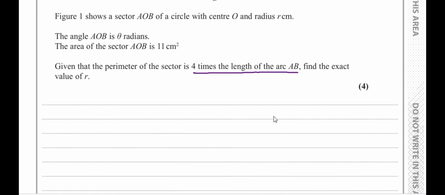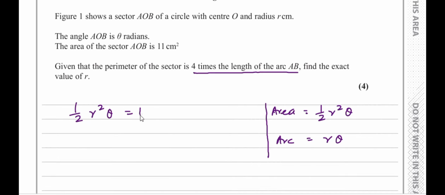If theta is measured in radians for a sector, there are two formulae which are quite useful for us. One is for the area. Area is equal to half r square theta, and then arc length is equal to r times theta. So we can use this formula in this question. Area of the sector is 11 centimeters square. So let's write half r square theta is equal to 11.